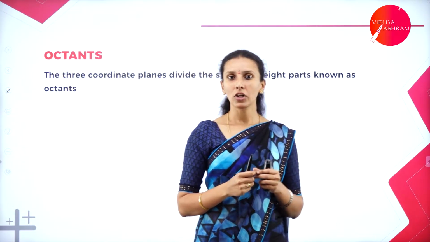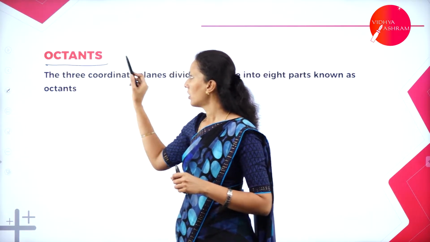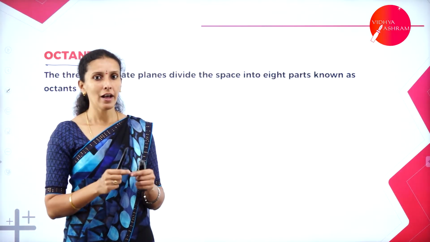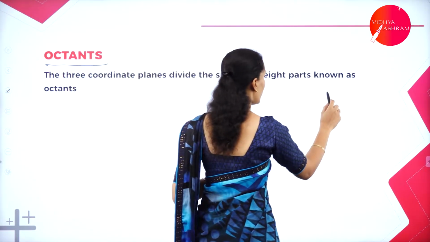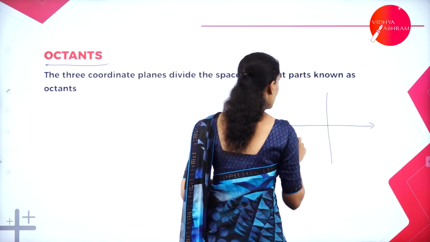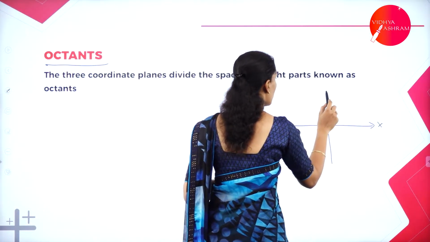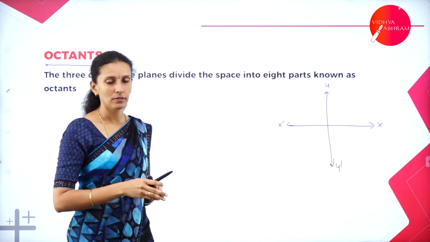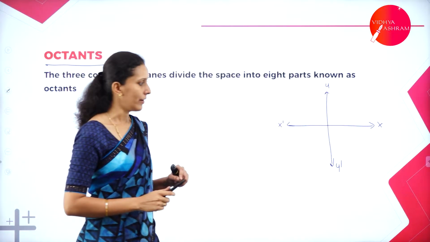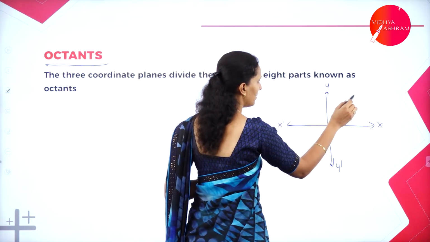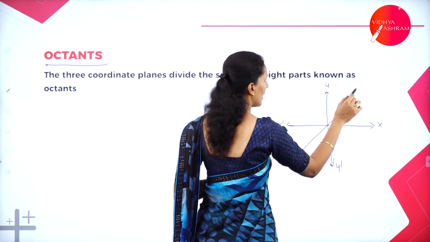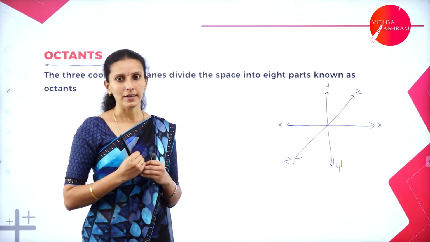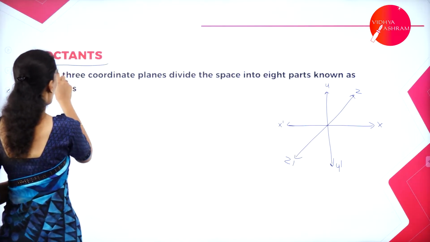Next, we have a concept called octants. What do we mean by octants? In a 2-dimensional plane, you have learnt about quadrants. What do we mean by quadrants? The two coordinate axes, x x dash and y y dash, divide the plane into 4 parts, and therefore they are called quadrants. When you introduce one more axis, a z axis, it divides the space into 8 parts. Those 8 parts are called octants.